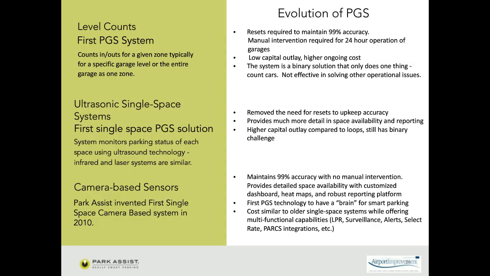Okay, the evolution of parking guidance. The first count system that was installed at airports was basically magnetic loop counts. When a vehicle crossed these magnetic loops, it would reduce the space by one for that parking area. When a vehicle exited over the magnetic loop, it would increase the space in the parking area. Well, it was really a low-cost solution. However, they found out quickly that there was not real good accuracy with this system. And ultimately, this system was really a binary solution that only did one thing. It counted cars. But it required manual resets for staff when the counts were off in order to try to provide accurate information to the parking customers.